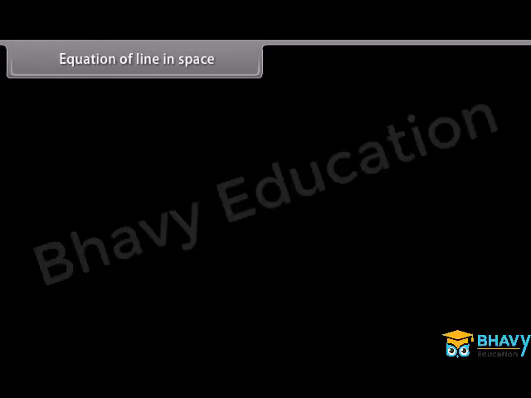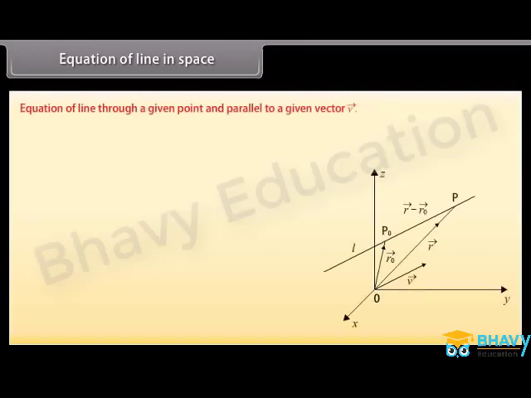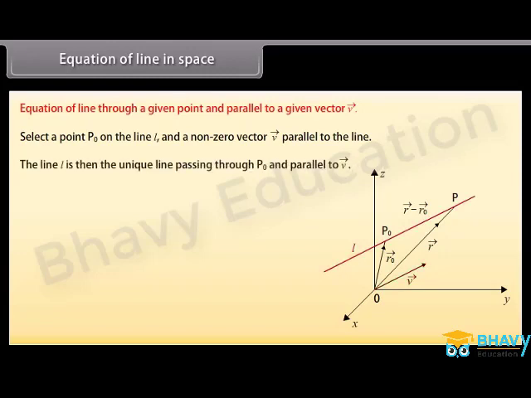Equation of line in space. Equation of line through a given point and parallel to a given vector v. Select a point P0 on the line L, and a non-zero vector v parallel to the line. The line L is then the unique line passing through P0 and parallel to vector v. Now P lies on L if and only if vector P0P is parallel to vector v.